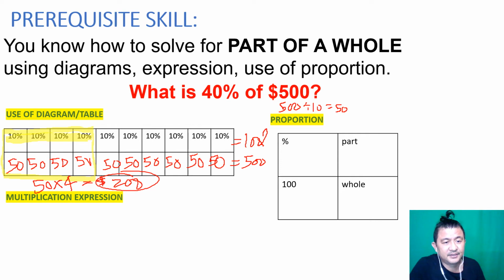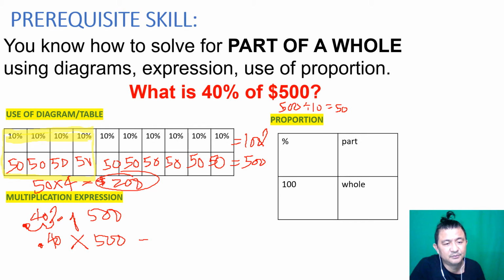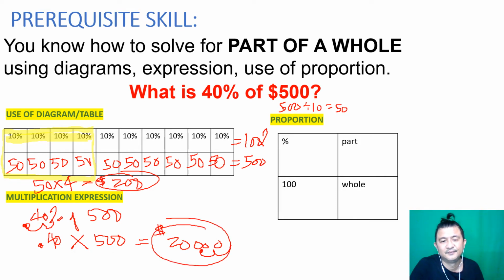Okay, the other method is multiplication. So 40% of 500: 40%, simply move the decimal point to the left, so it's 0.40. Of means times 500. Multiply 4 times 5 is 20, add the 3 zeros, 1, 2, 3, and then move 2 decimal places: 200. Yes, it is the same, right? You can even use a calculator, you'll get the same answer.